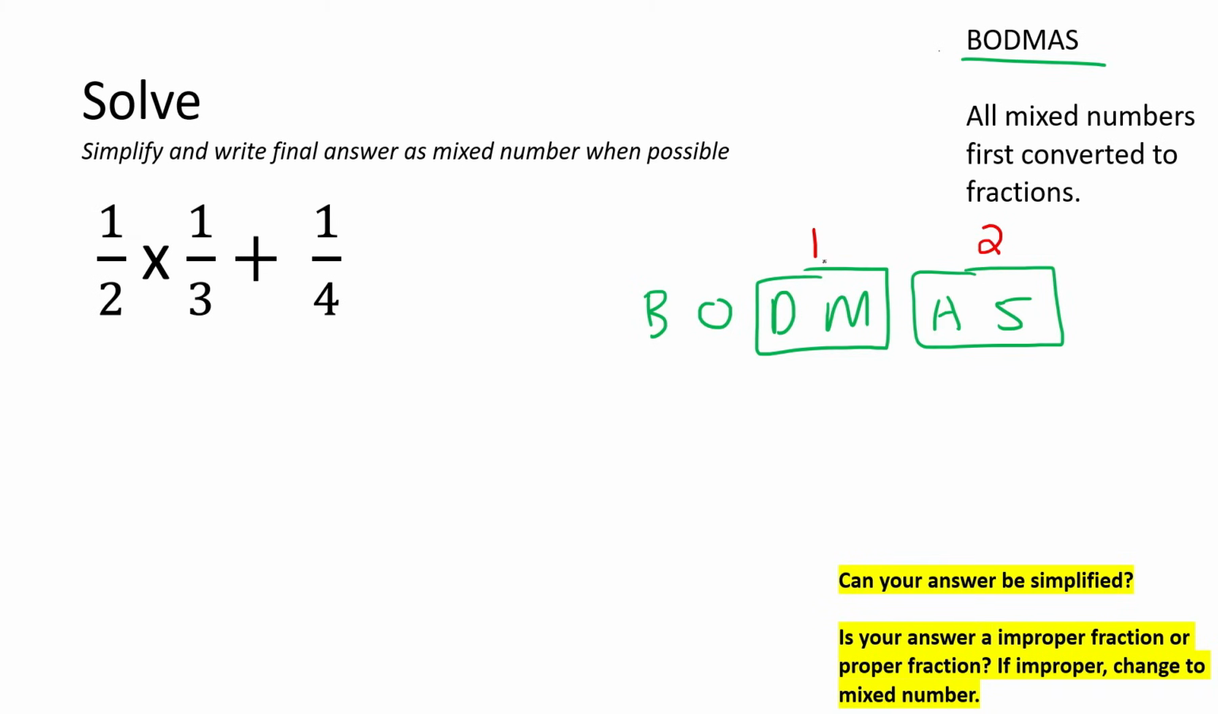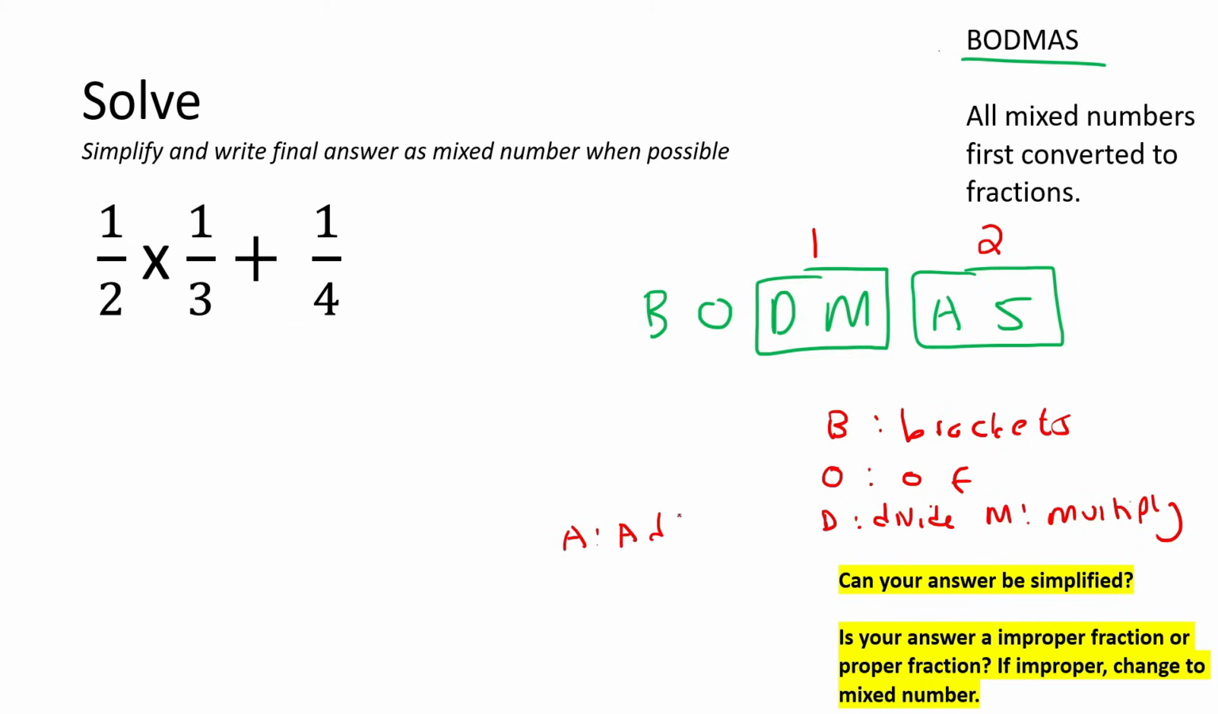So, if you have anything from block 1, by the way, what does B stand for? B stands for brackets. Let's rather write it over here. Brackets. So we always do brackets first, if there are brackets. O stands for of. We're not going to get of in this lesson. And then the D stands for divide. M stands for multiply. A stands for add. And S stands for subtract.